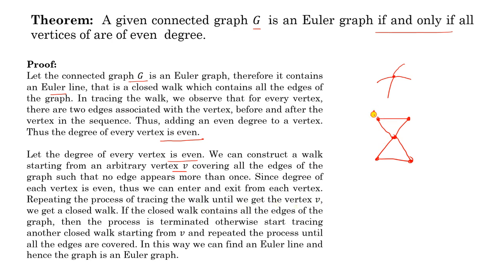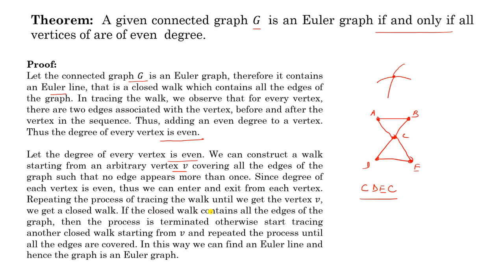Suppose this is A, B, C, D and E. If we start from the vertex C, the closed walk may be C, D, E and C. So this is the closed walk. You can assign names to these edges. In short, I have written it this way: C, D, E and C. So this is one closed walk.